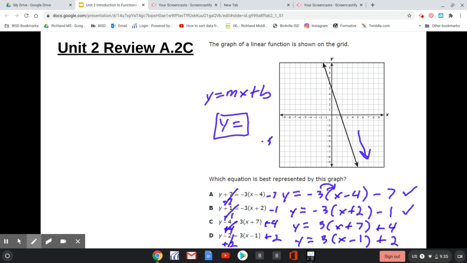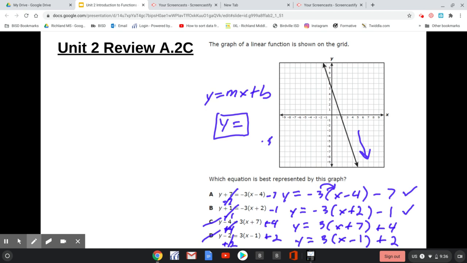For c, we have 3 times x, and that would be a positive slope. So we know it can't be c. And y equals 3 times x will also be positive, and it can't be that. So now I can only check these two answers.